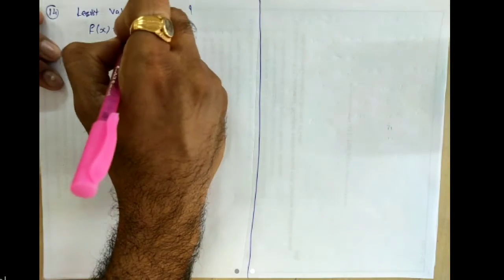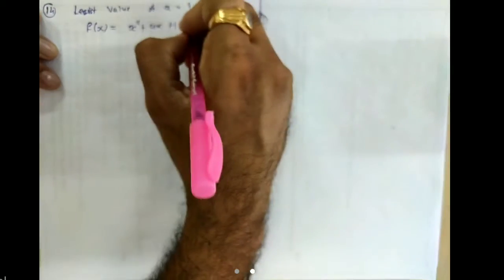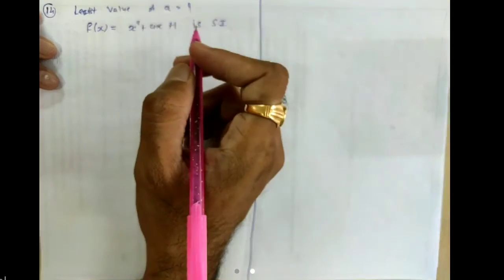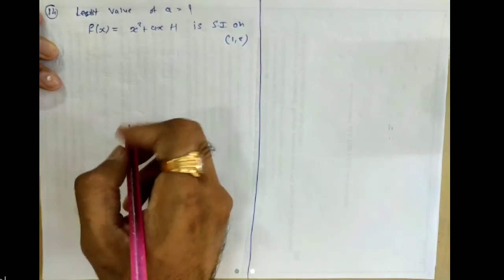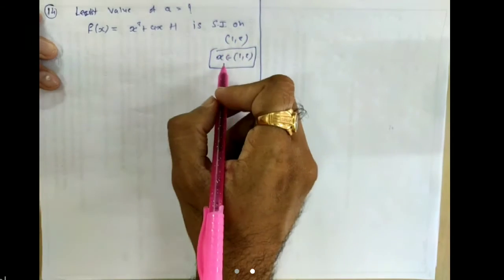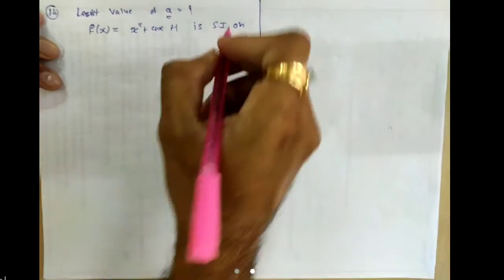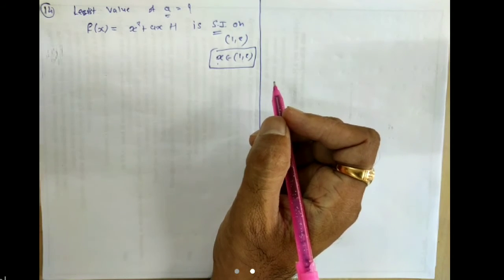Least minimum possible value of a such that the given function f of x equal to x square plus ax plus 1 is a strictly increasing function. We have to find the least value of a for which our given function is strictly increasing on the open interval 1 to 2. That means our x belongs to the open interval 1 to 2. For these values of x, you have to find the least value of a for which the given function is strictly increasing function. Done? So for strictly increasing function, f dash x is greater than 0.